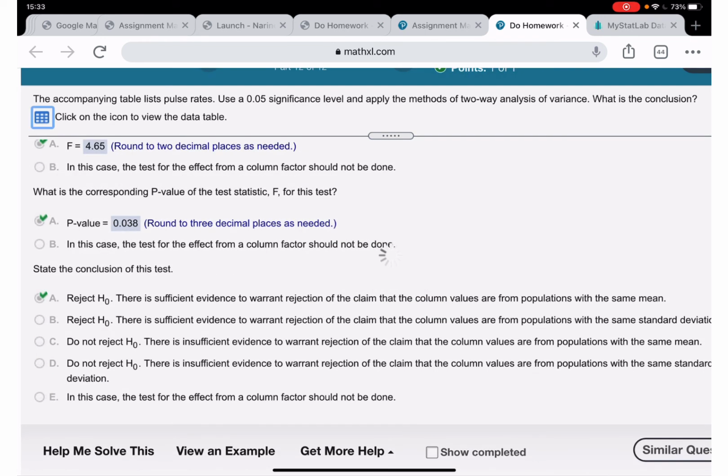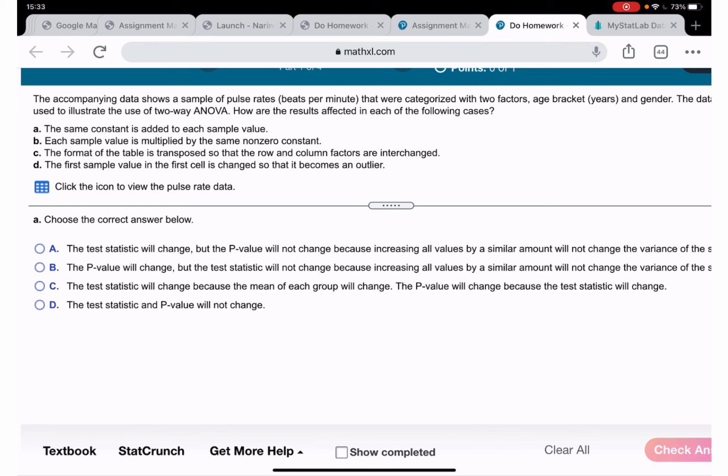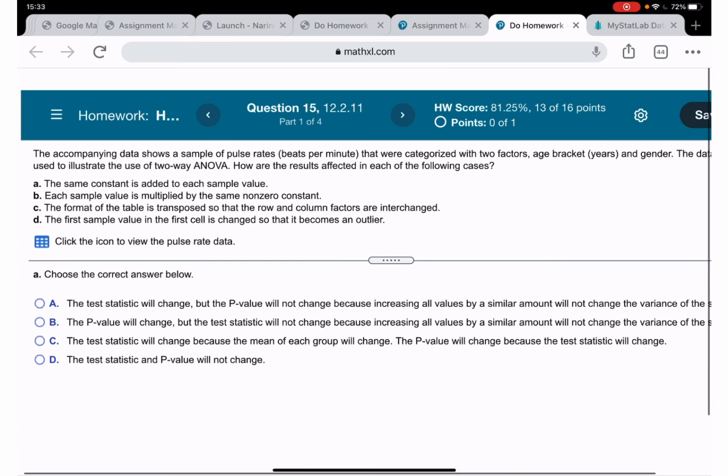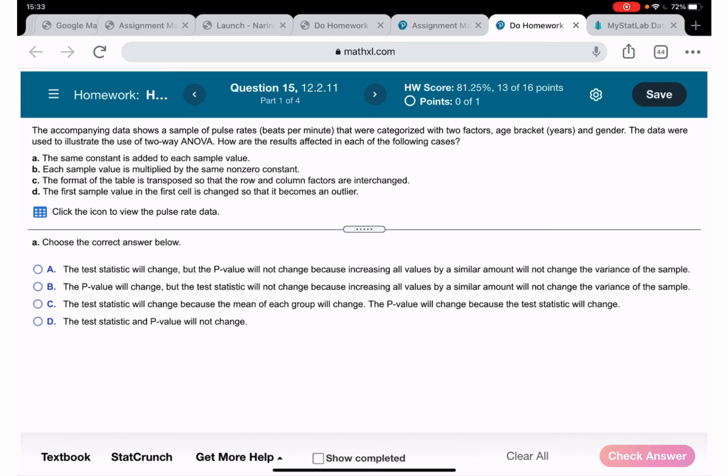Whew. We finished number 14. So we looked at the interaction between column and row and test. Okay, now we are moving to question number 15. What do we have here? The accompanying data shows a sample of pulse rates, beats per minute, that were categorized with two factors: age bracket in years, and gender. The data were used to illustrate the use of two-way ANOVA.